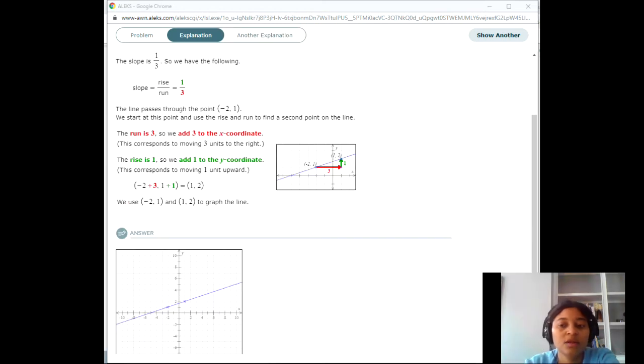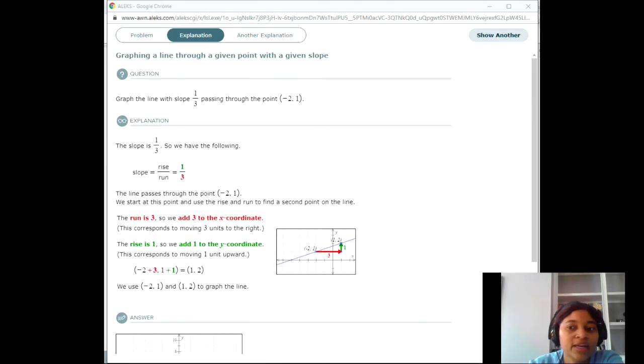Next problem: we work it out very similar to the other problem, because you have to rise and run here as well. So just pay attention closely, because if you had a problem with the one previously, maybe this will help you to understand it a little bit better. Okay, so here we have to graph the line with slope 1/3 passing through the points -2 and 1.